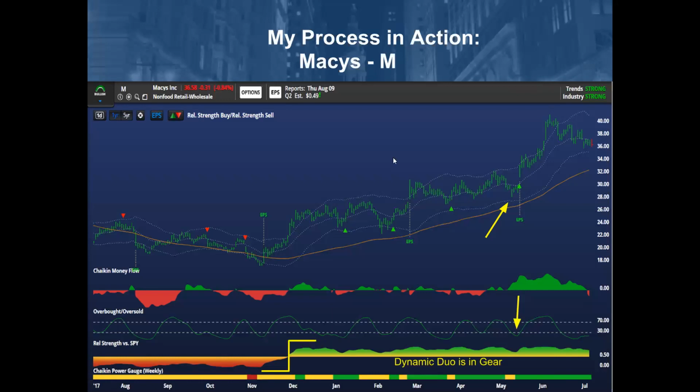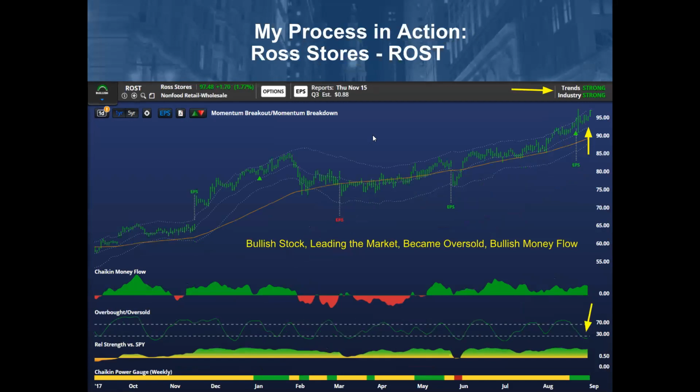So my top-down approach helped me identify Macy's as a solid long idea, and the signal within Chaikin Analytics helped me identify when was an opportune time to put it on, and that was a trade that paid off for our clients. Another one that recently came up was Ross Stores, right? The same theme, bullish stock leading the market. It became oversold with bullish money flow. It had triggered a buy signal following their earnings report, and I identified it as a long idea for our clients around the $95 level. And this was back in early September.